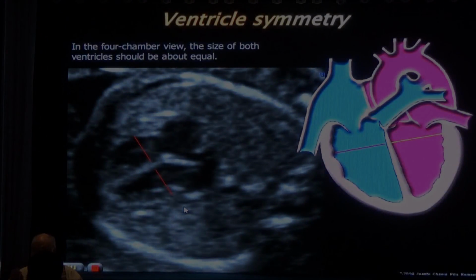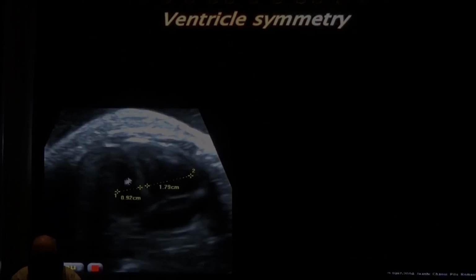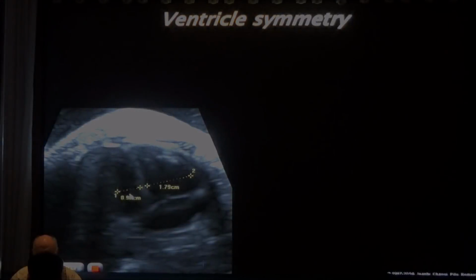Now both ventricles are working against the same resistance, and since they're working against the same resistance, they have about the same size. In the fetus, the right ventricle can be up to 20% larger than the left ventricle. So a little bit of right ventricle preference there. But if you see something like this, in which the left ventricle is 9 millimeters and the right ventricle is 18 millimeters, this is clearly outside the normal range.